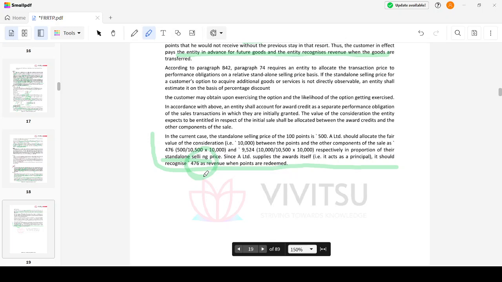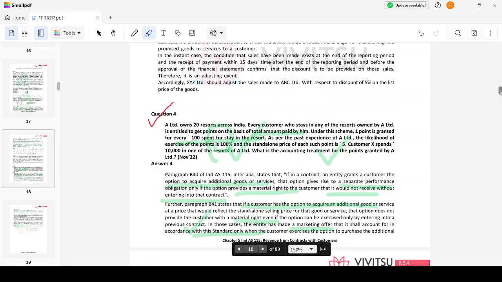So let's understand it. Now, let me clear all the doubts in your mind. What happens is that if I spend 10,000 rupees, for every 1,000 rupees I'm going to get 1 point.